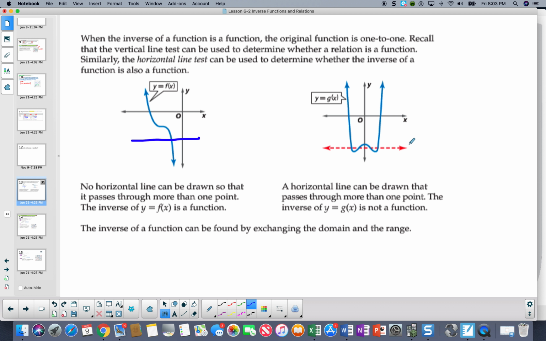Now here, the horizontal line hits the graph in more than one place. So it's going to be like the parabola. When I do the inverse, it will not be a function. It'll be what we call a relation.